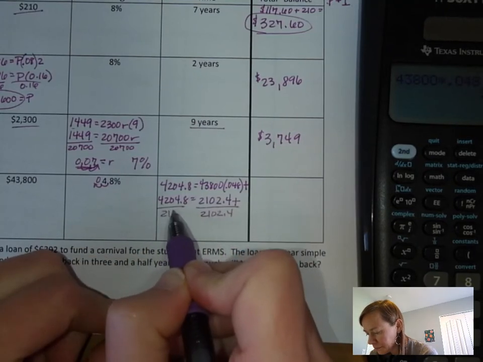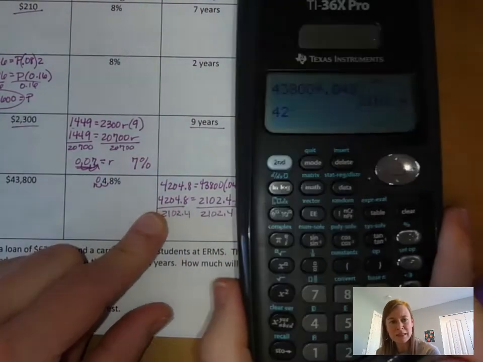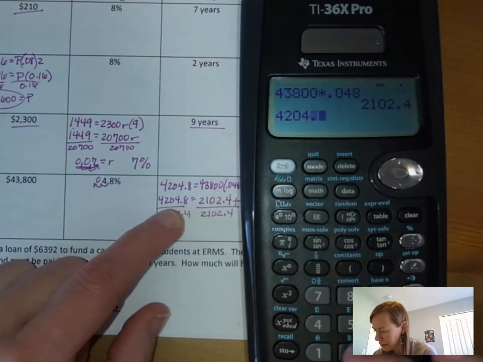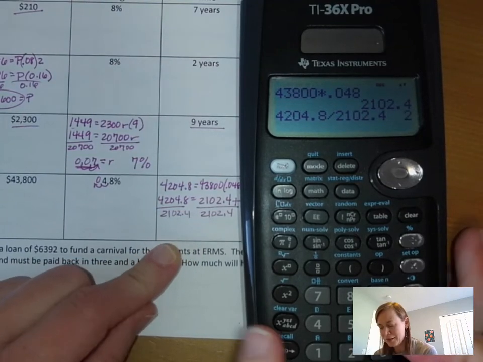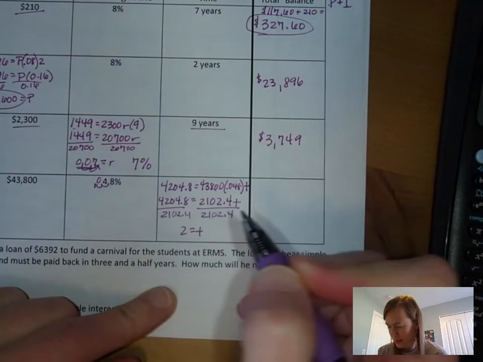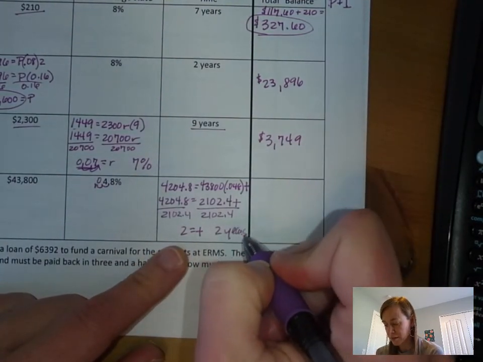2102.4. Okay, so we have 4204.8 divided by 2102.4. And it looks like we had a nice round number. It's a 2. 2 equals t, so it looks like the term was 2 years.